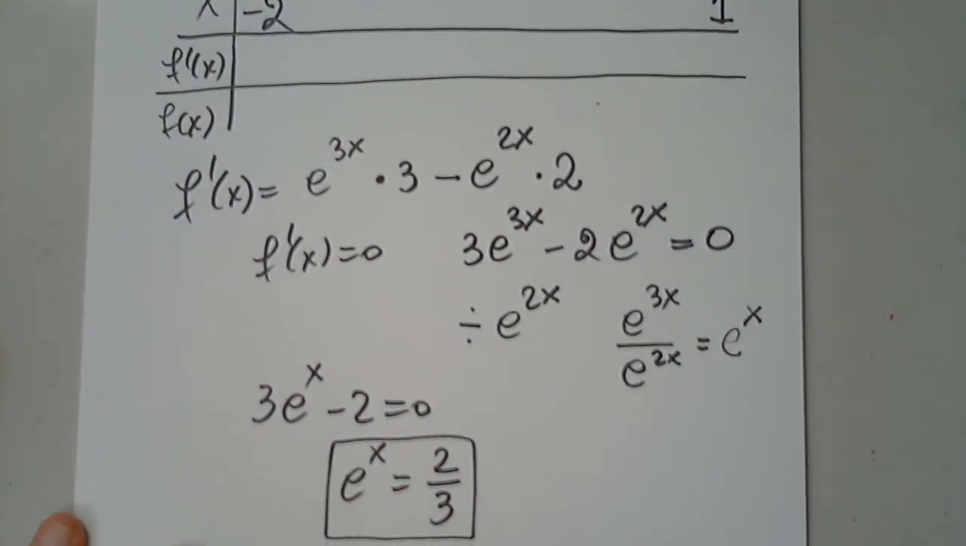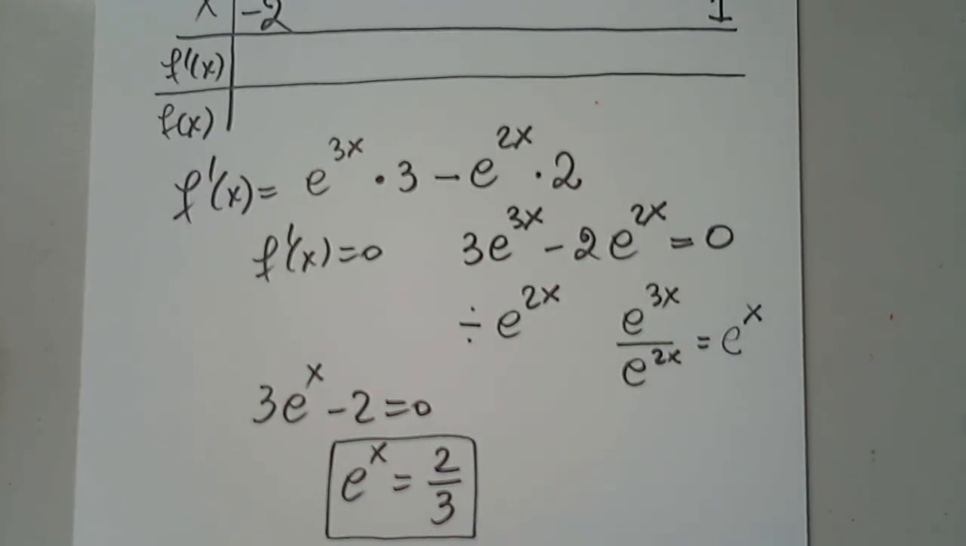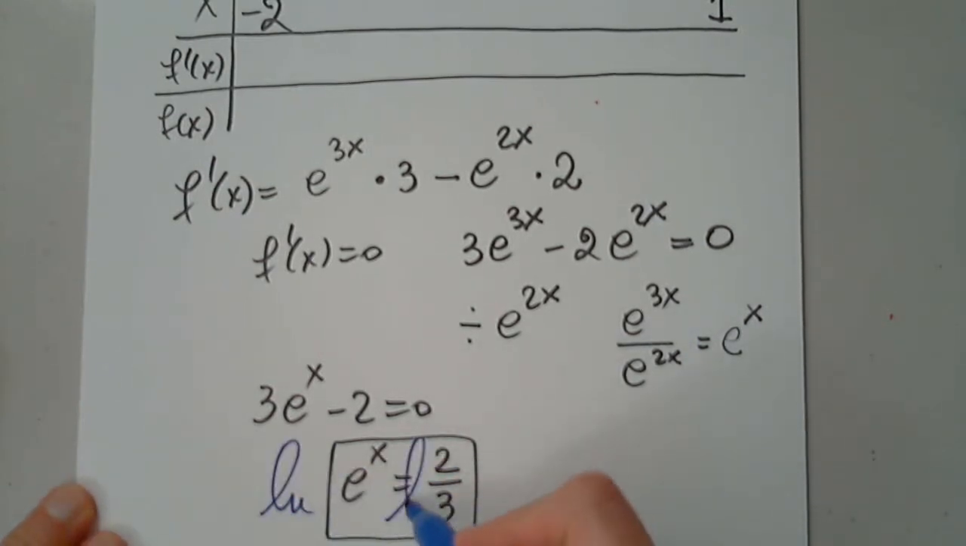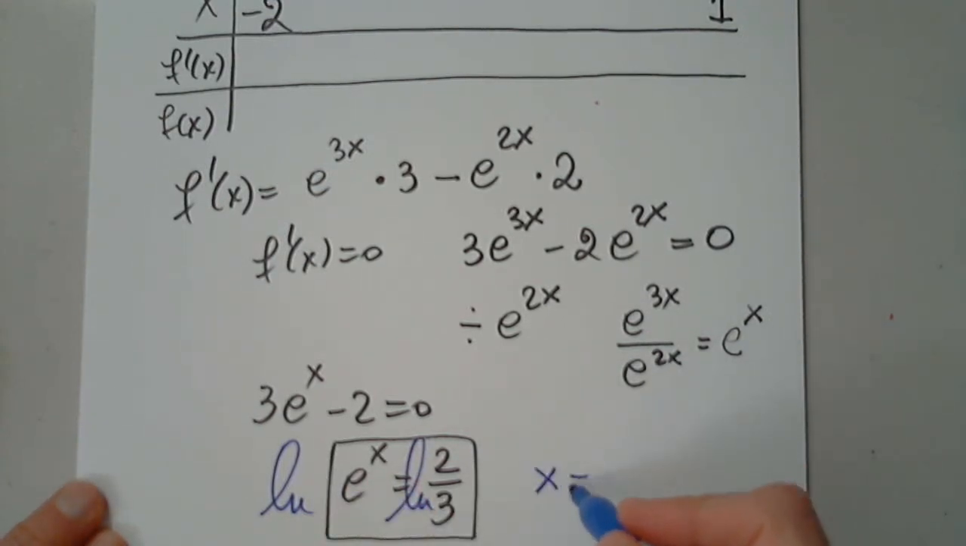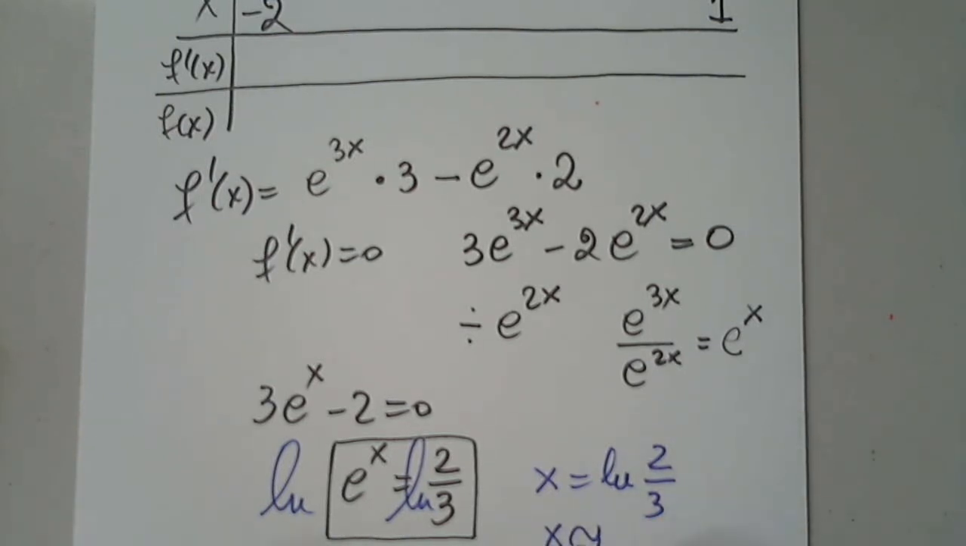We reviewed this in chapter 2. So what operator do I have to apply to both sides? Natural log. Natural log to both sides. x, because natural log e is 1, x equals natural log 2/3. Of course, I have to approximate this. If you tell me what is natural log of 2/3, I have no clue.